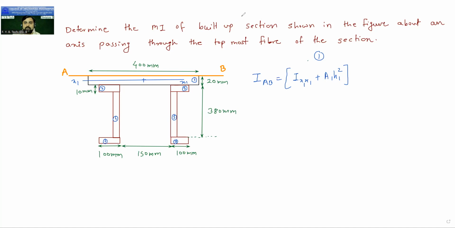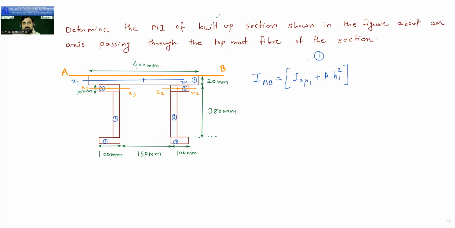Now if I locate the second figure, I know that the centroid of the second figure may be situated somewhere here. So if I draw the axis, it will be like this. I will call this axis x2. Similarly, for the third figure, the centroid may be situated somewhere here, and if I draw the axis, it is like this. I will call this axis x3.